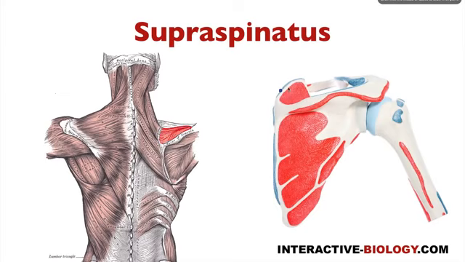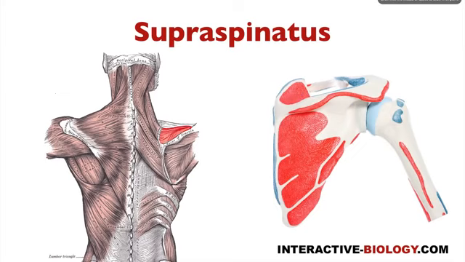And where is it going to insert? It's going to actually come through here and go under the acromion and then insert right here on the superior or the upper facet of the greater tubercle. Remember, we have the upper, the middle, and the lower facet. On the upper facet, that's where we have the insertion point for supraspinatus.